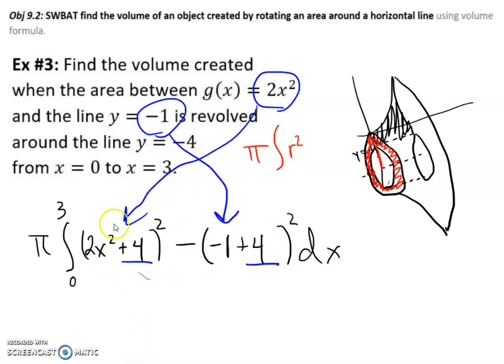You're going to need to do a lot of practice with these. You notice I haven't even integrated any of them, but the setup is what's the important part here. So our objective today was that we were creating volumes by rotating areas around horizontal lines, often the x-axis, but could be other horizontal lines.